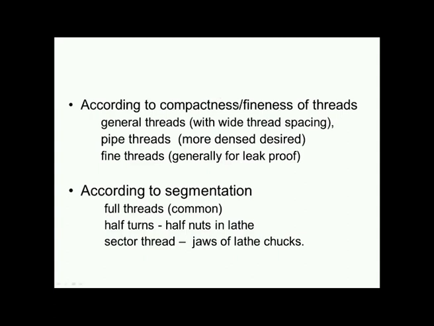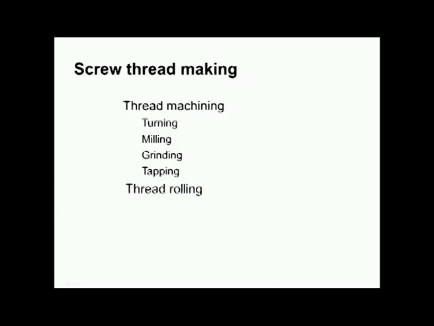According to the compactness or fineness of threads, we can classify them as general threads, pipe threads and very fine threads, which are used for leak proof applications. And according to the segmentation, whether they are full form threads or half nut threads, example is half nut used in lathe, and then sector threads, which are used in jaws of lathe chucks.